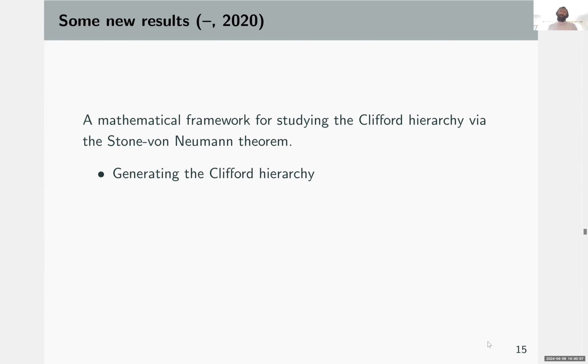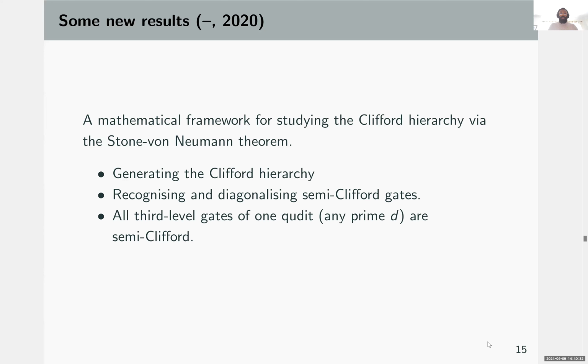For example, it lets you generate the Clifford hierarchy algorithmically, so you can just write a program that will generate every Clifford hierarchy gate, which we didn't have before. We just kind of had some examples here and there, but now we can get the complete Clifford hierarchy. It also gives you a nice criterion for telling you when a gate is semi-Clifford. You can also prove that all 3rd level gates of 1 qudit are semi-Clifford.